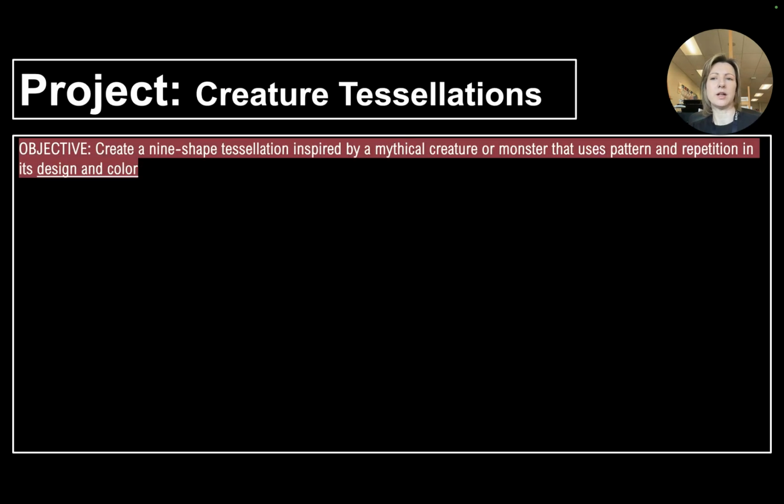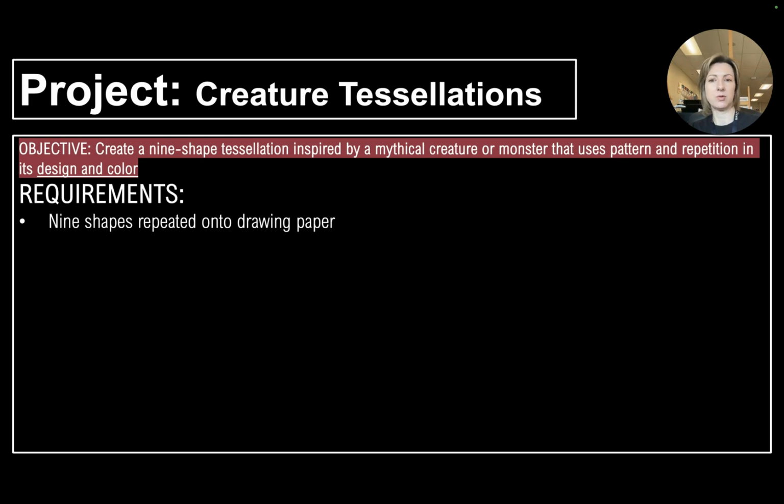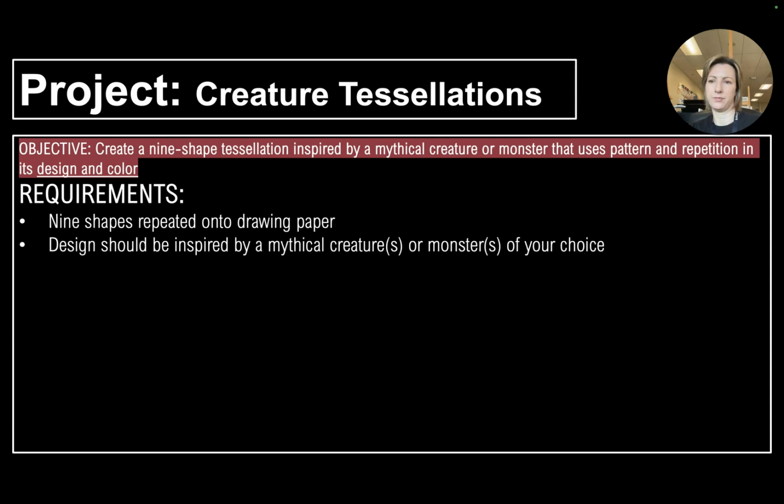So hopefully you've got a couple ideas of some creatures you could create, or you could always Google your own if you want to make something a little more modern looking. But remember, our objective is we're going to create a 9-shaped tessellation inspired by any kind of creature of your choice. So we're going to do 9 shapes repeated onto drawing paper. Your design should be inspired by some kind of creature or monster of your choice. So if this didn't inspire you to create anything, you can also do your own research.